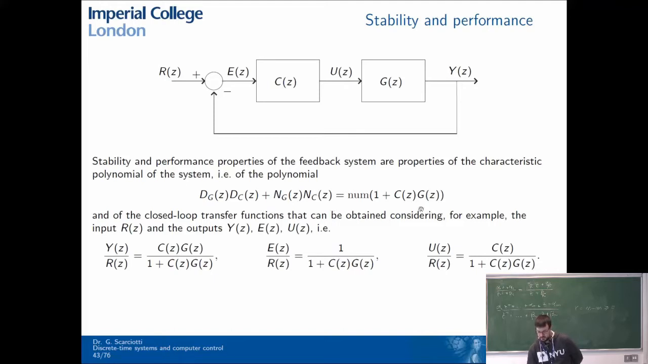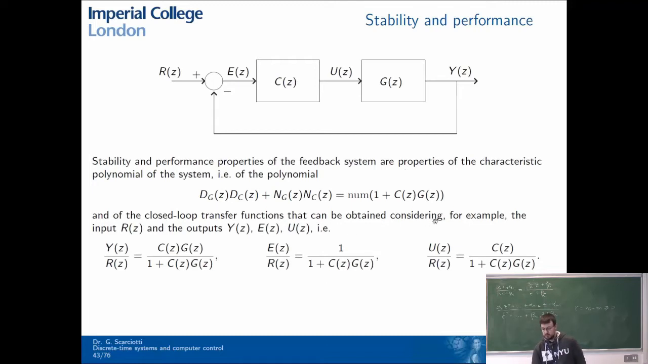So stability and performance depend on this polynomial and also on the properties of some transfer functions like this transfer function, this transfer function, and this transfer function. So this is the transfer function between the output and the reference. This is between the error and the reference, and this is between u of z, so the input to the plant, and the reference, okay? And mostly, the majority of these properties actually depends on this polynomial. Okay, the reason why this depends on this polynomial is that this polynomial appears in all these transfer functions.